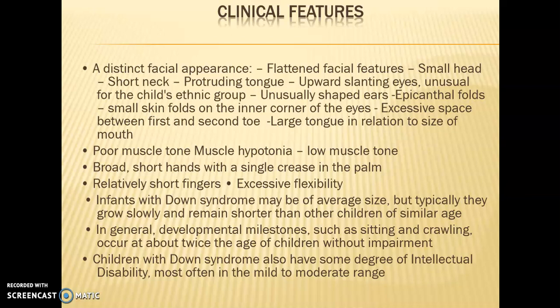The face of a Down syndrome child is a typical Down syndrome Mongolian face appearance. Flattened facial features. The face will be flattened. Small head, short neck, protruding tongue, upward slanting eyes, unusual for the child's ethnic group.